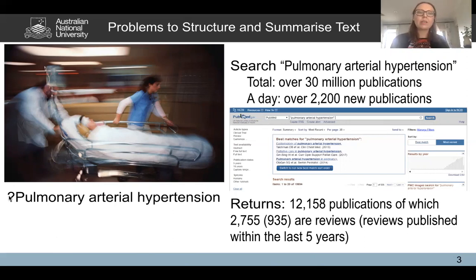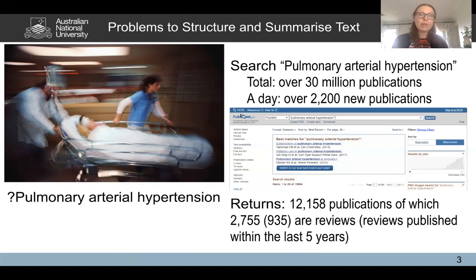Pulmonary arterial hypertension is the technical term. This is an interesting term because the best practice and care guidelines keep on changing very rapidly. There's a lot of research going into the condition. So if I was a healthcare professional and I wanted to read what is the most up-to-date knowledge about the topic, I would go to my favorite web search engine called PubMed, and I would put there a search with little quotes around it, pulmonary arterial hypertension.